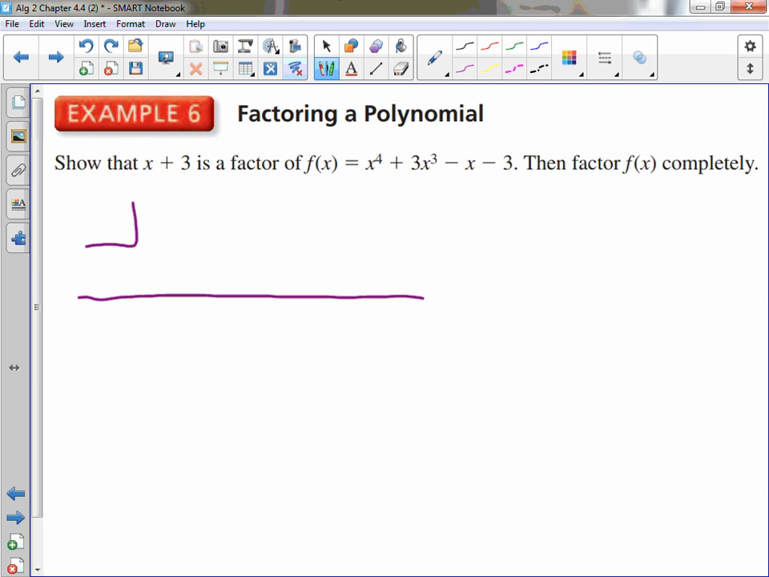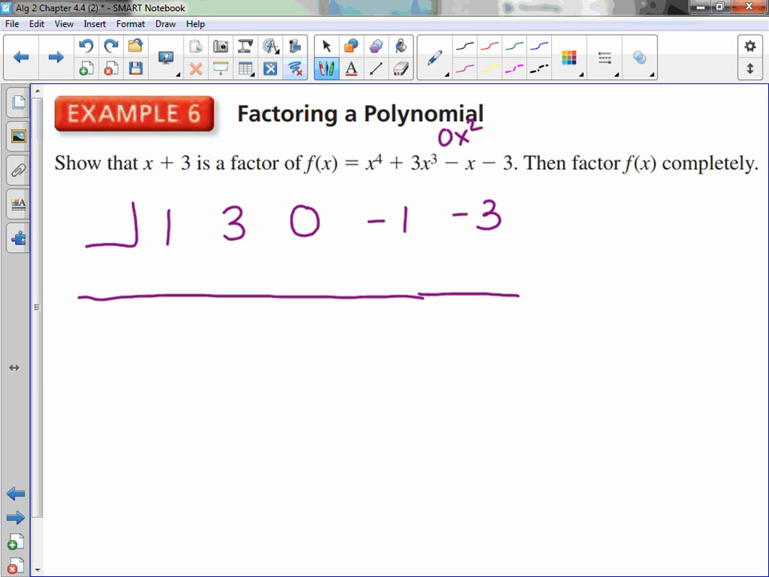So going across the top, I have x to the 4th, so we would have 1 for x to the 4th, 3 for x to the 3rd, 0 because we do not have an x squared. Then we would have our 1 in negative 3. So we were missing the 0 x squared. We had to add that one in.